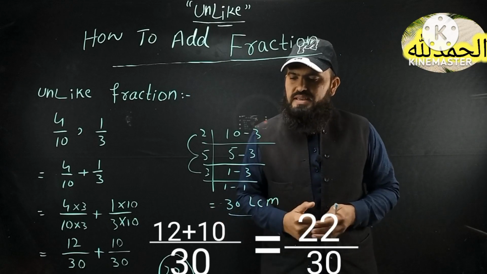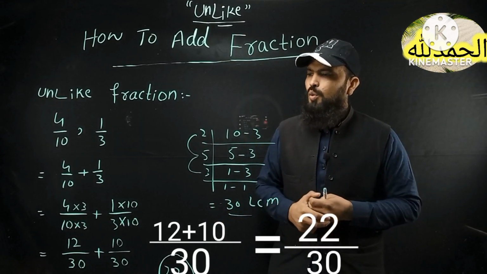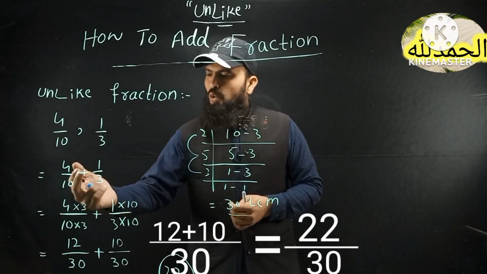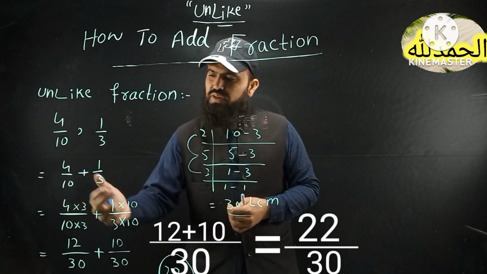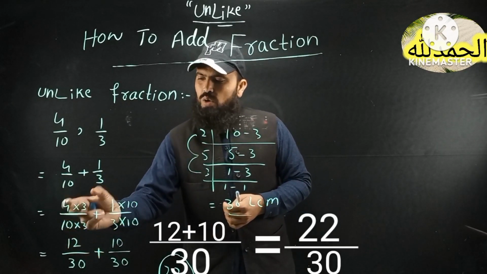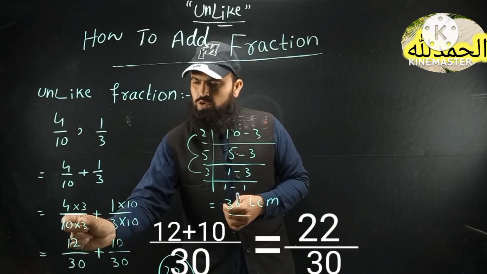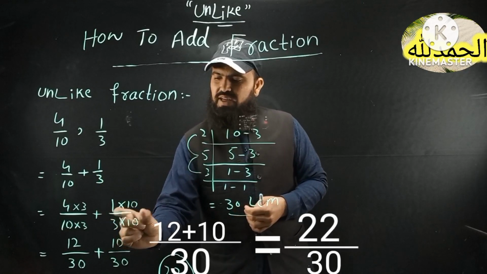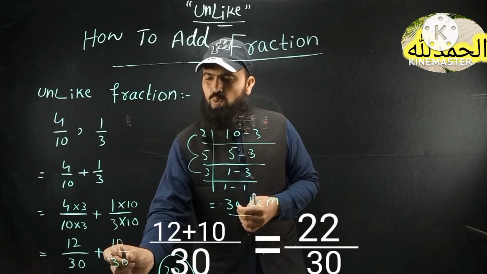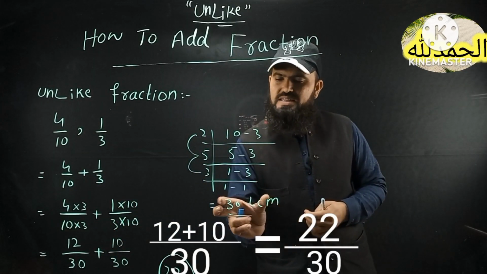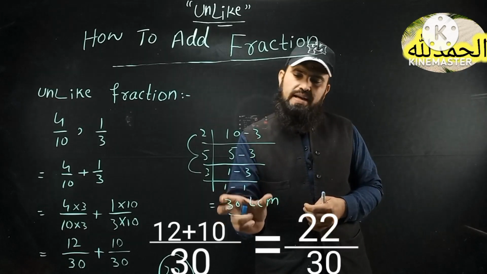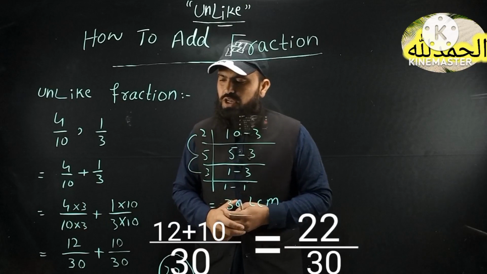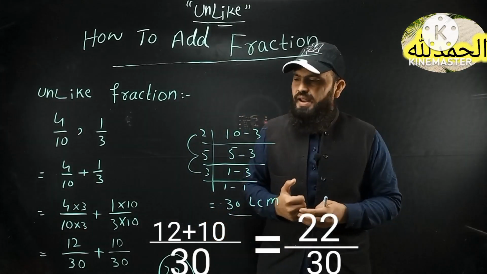The LCM is 30. We require both denominators to be 30. So we multiplied 10 with 3, which is required. 10 multiplied by 3 is 30, and 3 multiplied by 10 is 30, which is required because our LCM is 30. When our LCM is 30, then both denominators need to be 30.